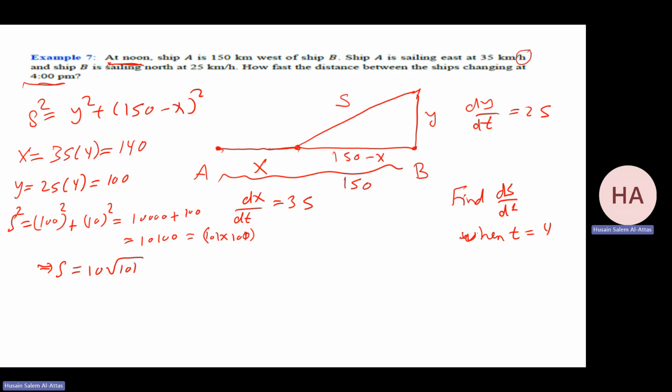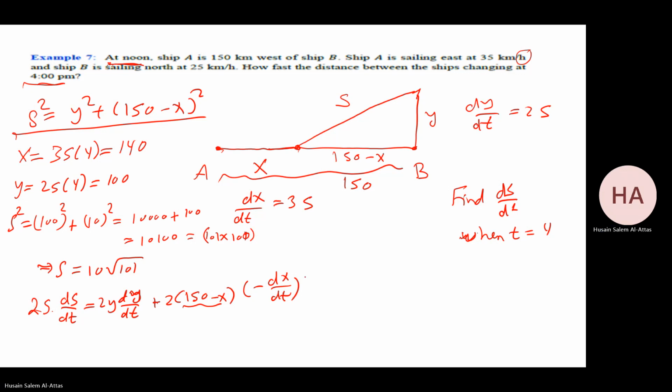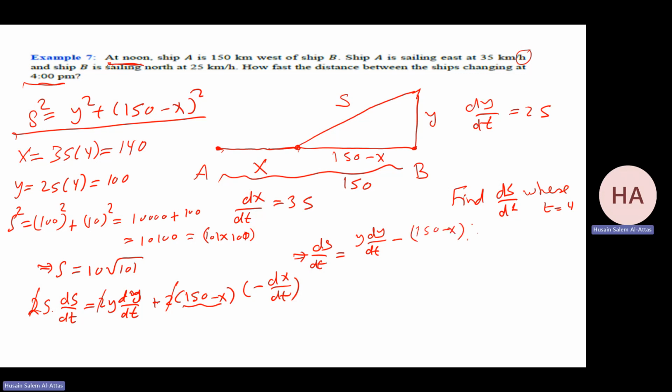That will be s. Differentiate this. I get what? Be careful now. 2s ds over dt equal 2y dy over dt. Now this is what? 150 minus x. Derivative of this is minus dx over dt. So ds by dt will be equal y dy over dt minus, I'm canceling 2, no need to worry about 2, minus 150 minus x times dx over dt, over s.